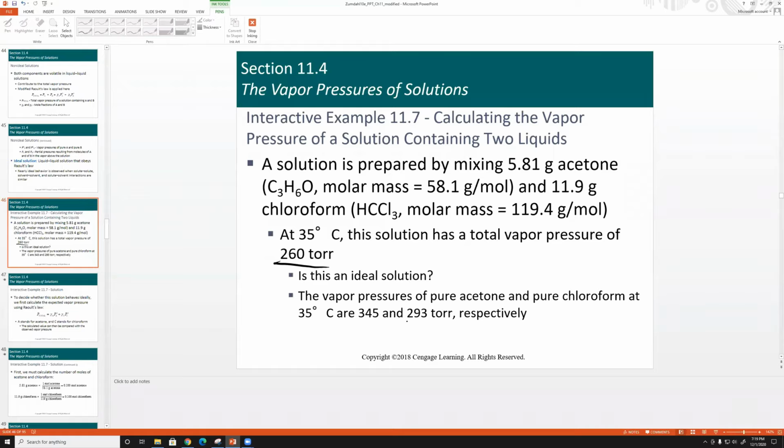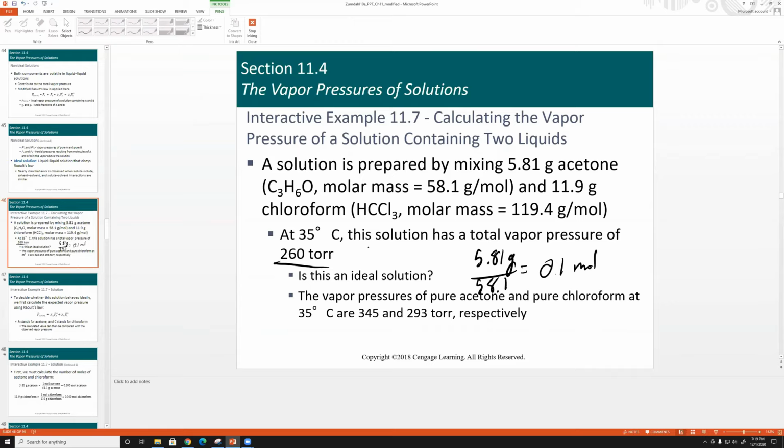Now, we need to figure out the mole fraction of each of these solvents in their own right. Now, acetone, the moles would be, that's an easy one. You have 5.81 grams divided by 58.1, which would be 0.1 moles. And then you have the same thing, 11.9 grams of chloroform divided by 119.4. That'll also be 0.1. So we have an identical amount of each solvent added together. So you have 0.2 moles total.